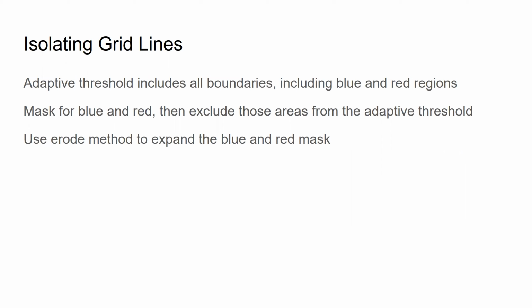And what we'll want to do for the red and the blue regions is, the adaptive threshold still finds some pixels immediately outside the areas of red and blue. So what we'll do is use a method called erode, which basically just expands a mask by a certain amount so that we can make sure we get all the regions around the blue and the red.